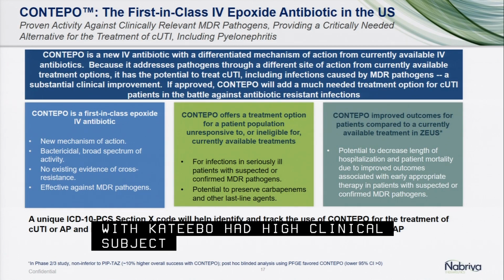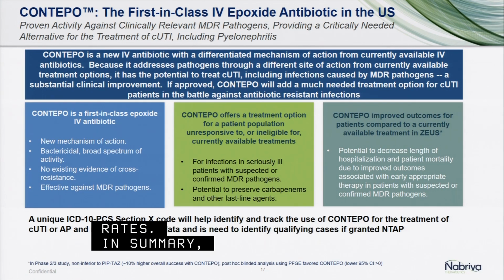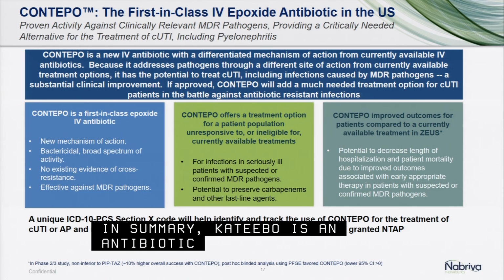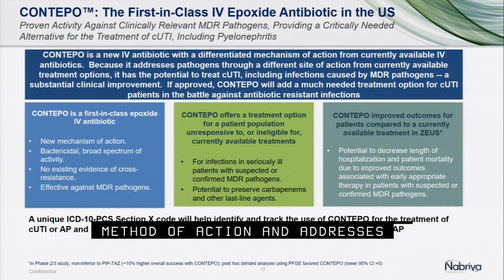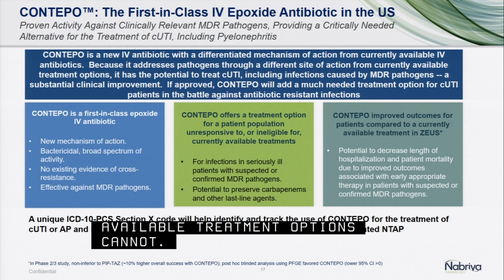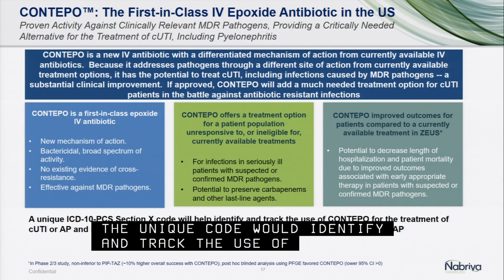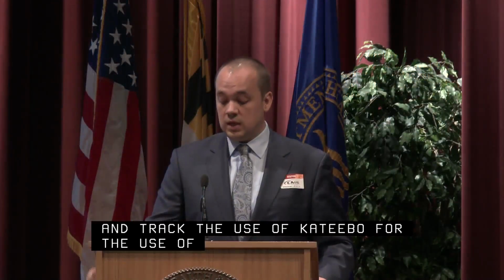So in summary, Contipo is a new IV antibiotic with a differentiated mechanism of action. It addresses pathogens where currently available treatment options cannot. And a unique ICD-10 code would help identify and track the use of Contipo for the treatment of cUTI or acute pyelonephritis and related outcomes data, and is needed to identify qualifying cases if we are granted NTAP.